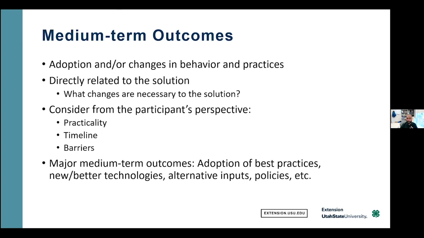I always get the question of when should I collect medium-term outcome data? That specifically relates to what you're asking them to do. Some things could be 2 months, something could be 6 months, medium term could even be 1 year, because it's all about what you're asking them to do, how difficult it is to do, what are the barriers to it, and how practical it is. So all those things affect the timeline of that medium-term outcome data collection.